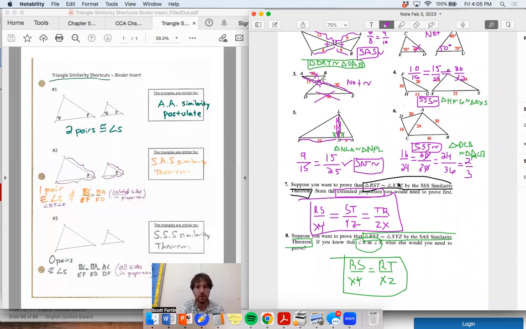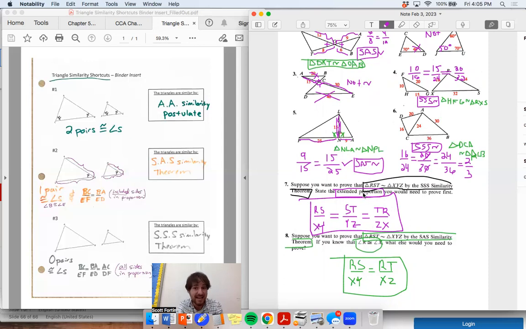How am I going to get to similar triangles through SSS? If I knew this here, well, I would have to show that all pairs of corresponding sides are in proportion. RS corresponds to XY, they're the first 2 letters. ST to YZ, they're the second and third letters. TR goes to ZX, first and third letters, okay?